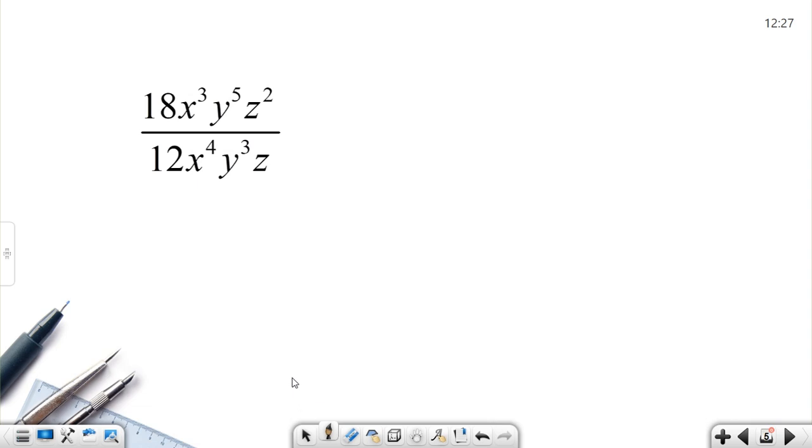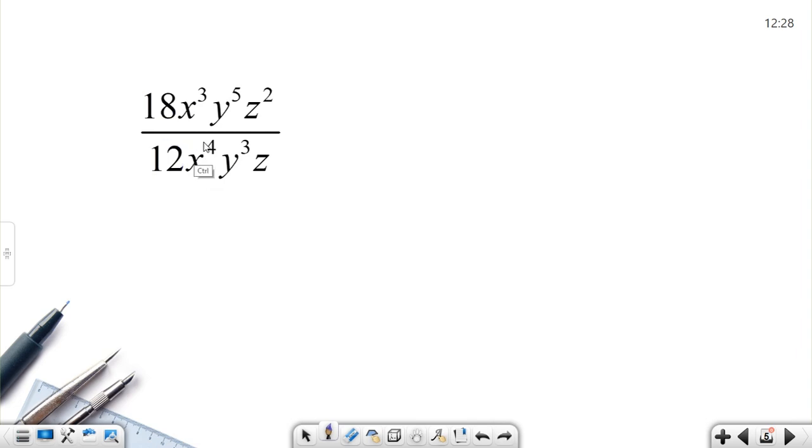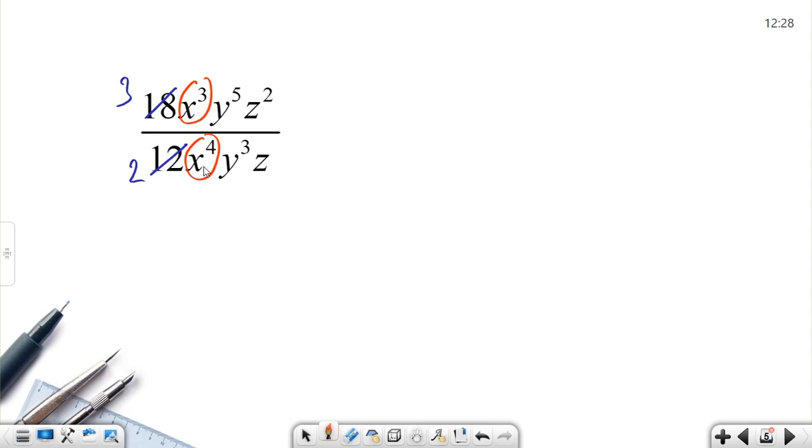Oh, there is another one. 18 as the coefficient, x cubed, y to the power of 5, z squared, over 12, x to the power of 4, y to the power of 3, z. There are lots of different variables. Let's first start with the coefficients 18 and 12, both of them divisible by 6. 18 divided by 6 is 3. 12 divided by 6 is 2. Then let's check x to the power of 3 and x to the power of 4. The power of 4 is at the denominator, so I can simplify the power of 3. X to the power of 3 divided by x to the power of 3 is 1. So x to the power of 4 divided by x to the power of 3, 4 minus 3 is 1. So only x is left.